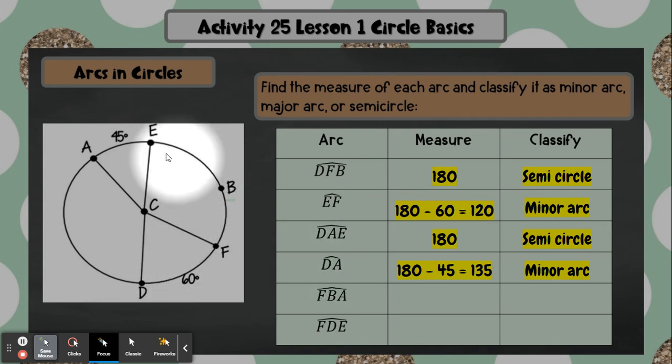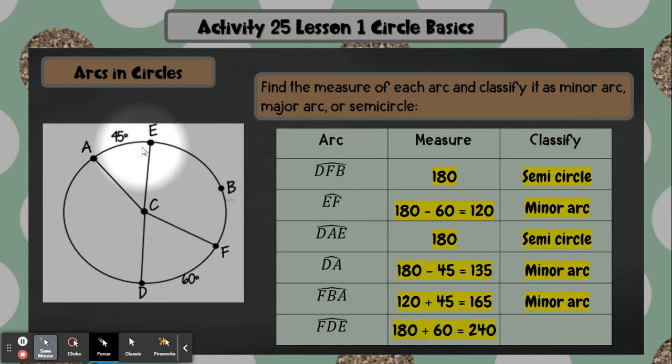F, B, A. So I know this is 120. I know this is 45. So, not to throw a curveball at you, but this is 120 plus 45. So can I just name this F, A? But this is a minor arc. And then F, D, E. This is 60. This is 180. So I get 240. This is a major arc.